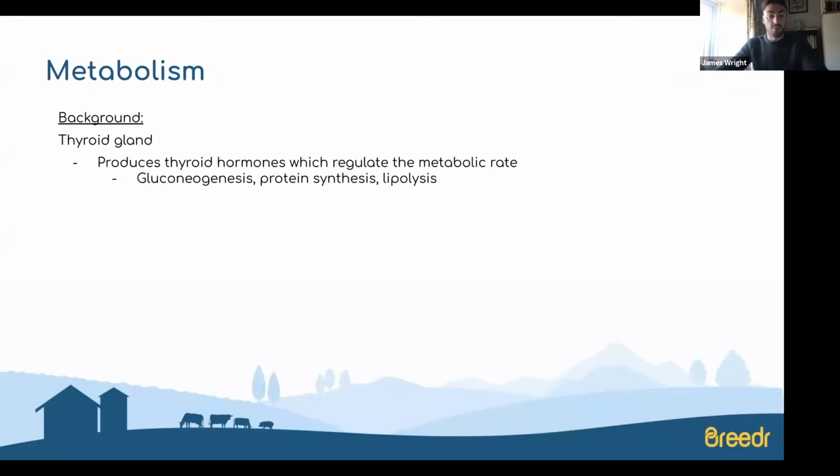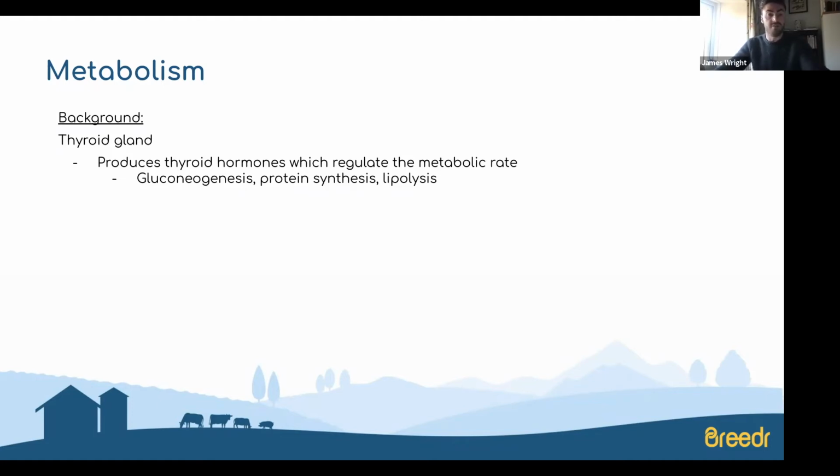So examples of particular metabolisms are gluconeogenesis, which is where the cows actually produce their own glucose. So through a pathway called gluconeogenesis, which again is really important, especially in finishing diets, because fat is effectively stored glucose.